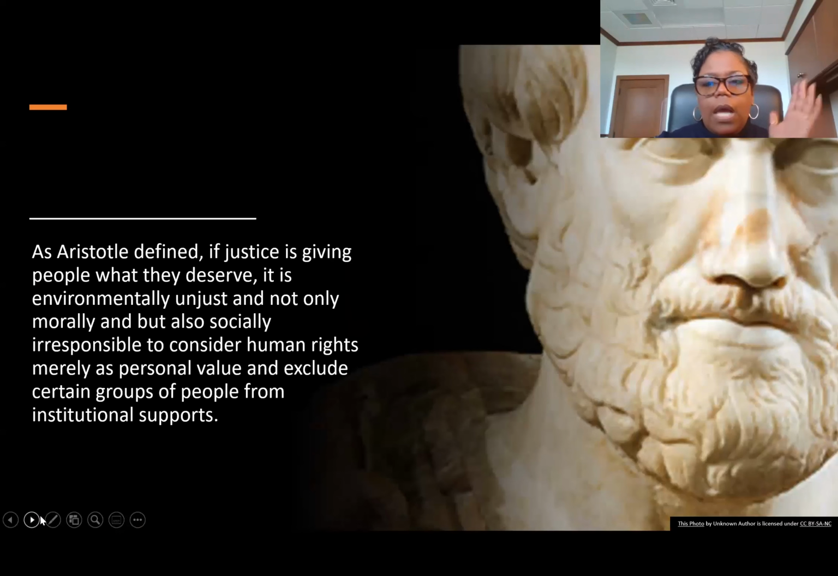I just wanted to leave you all with this last quote from Aristotle. If justice is giving people what they deserve, it is environmentally unjust, and not only immoral but also socially irresponsible, to consider human rights merely as a personal value and exclude certain groups of people from institutional supports.